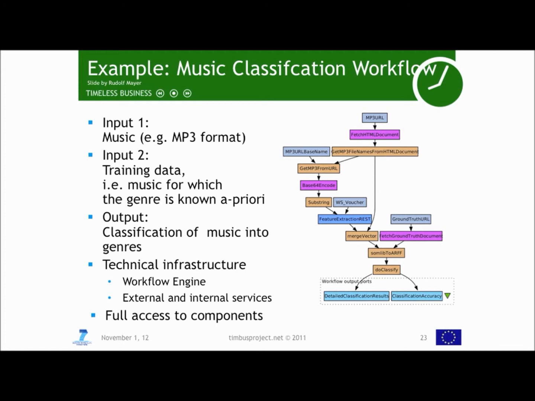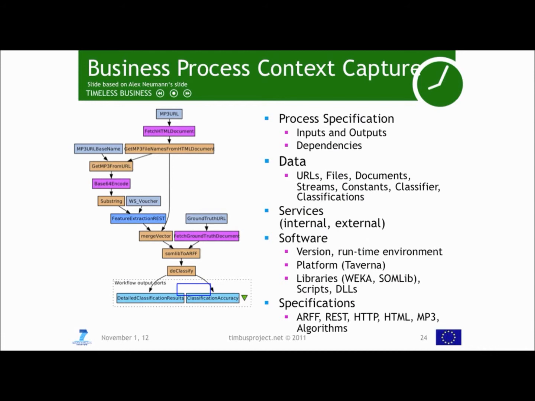You can plug in services or software. You can connect them. You define the input. So here go the learning samples in MP3 URLs. Here go the ground truth URLs, then you fetch the HTML documents, you get the MP3 file name. Every piece of software or service that is called is listed here in a little box, and they're connected, and the output from one feeds as an input into another. So this is a way of both implementing the algorithm so you can run it, and documenting it at the same time. And if you do that, you capture a lot of information already.